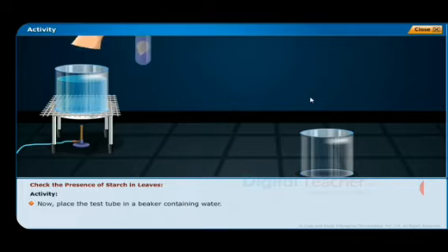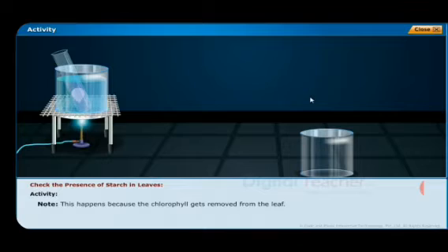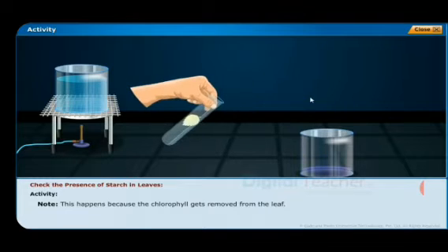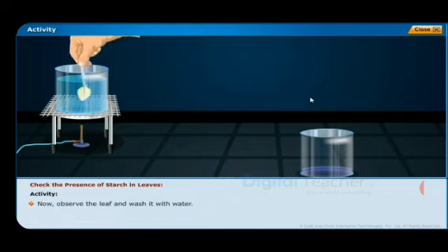Now, place the test tube in a beaker containing water. Gently heat the test tube in a beaker containing water until the leaf becomes pale white. Note, this happens because the chlorophyll gets removed from the leaf. Now, observe the leaf and wash it with water.